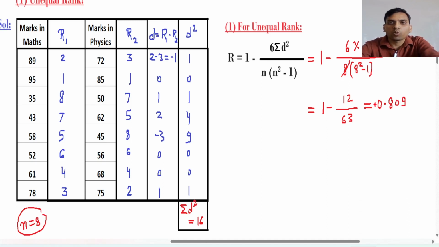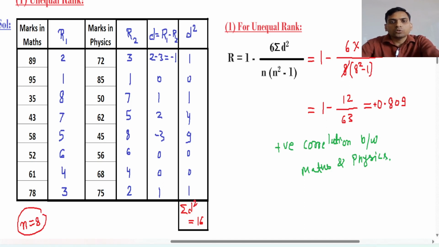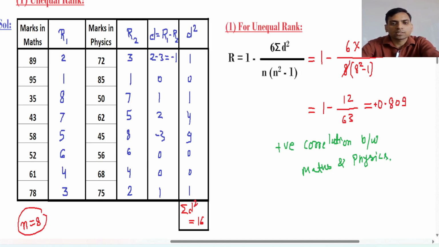So there is a positive correlation, a plus value. So we can say there is a positive correlation between maths and physics. So this is the case for unequal rank. I hope you understand this concept.